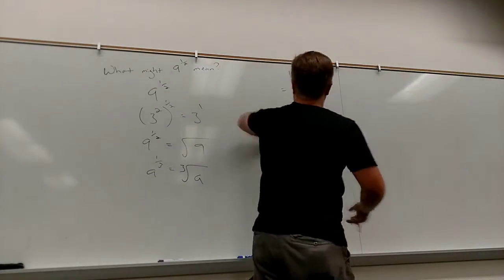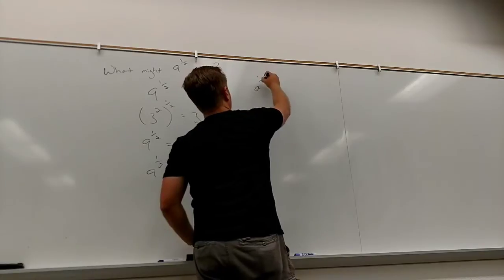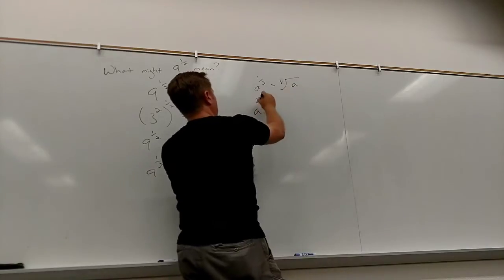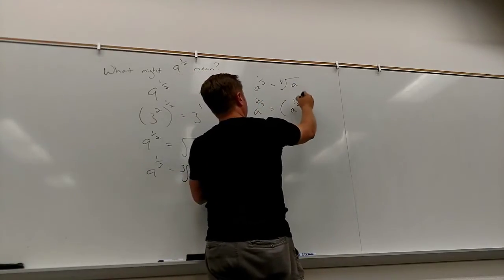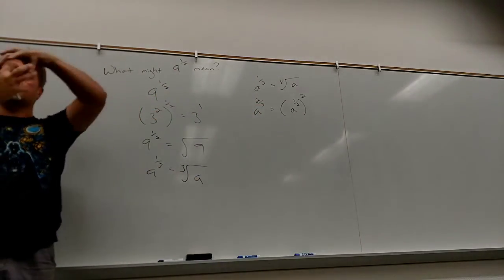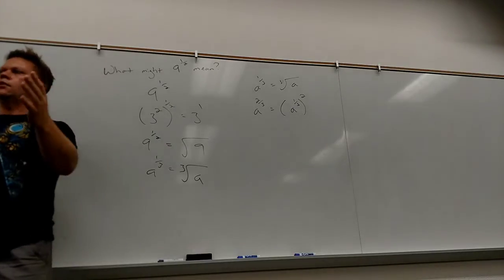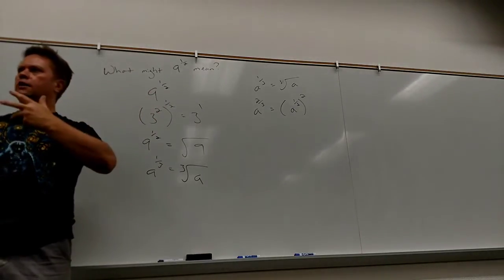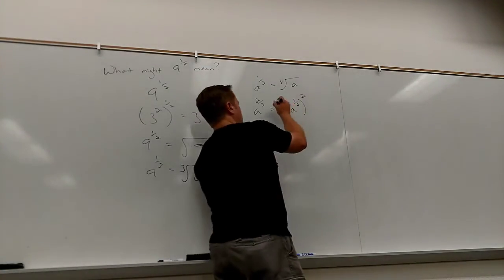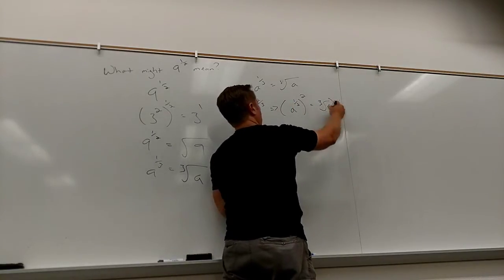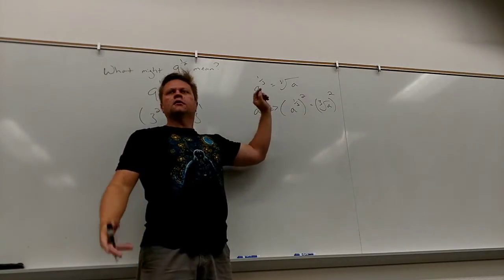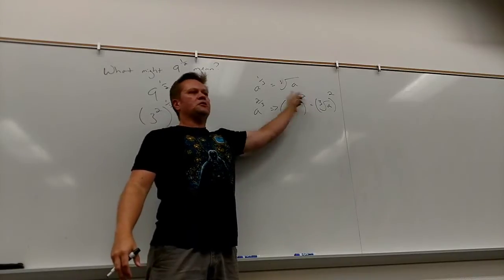Let's see. So if I know that A to the 1/3 is the cube root of A, A to the 2/3 is A to the 1/3 squared. Is that cool? I'm kind of doing what we did here backwards, right? Breaking it back up. Why would I do that? Not just because I'm a weird math guy, but because I know what this is, right? So if I do this way, this becomes the cube root of A squared. 1/3 times 2 is 2/3. But isn't 2 times 1/3 also 2/3?